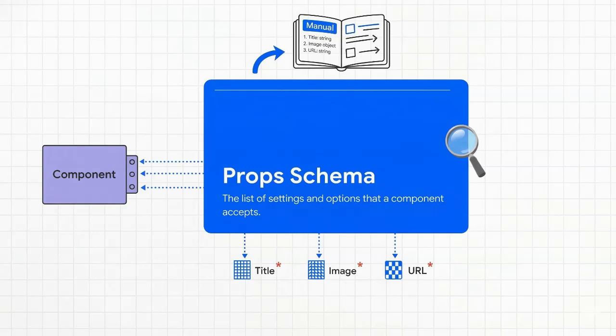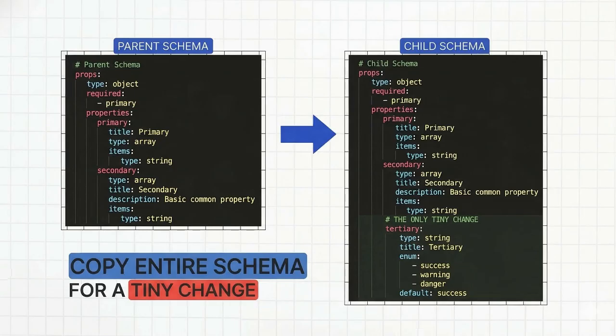Okay, so to really get how this module works, we need to quickly talk about something called a props schema. The easiest way to think about it is like an instruction manual for your component. It's the definitive list of all the properties, or props, like a title, an image, a URL, basically anything the component can accept, and what type of data it's expecting. So here's the catch. By default, Drupal's single directory components, SDC, have a rule. If you create a component that replaces another one, you have to completely copy and redefine that entire prop schema in your new component's YAML file. And that's true even if all you're changing is a single line of CSS.